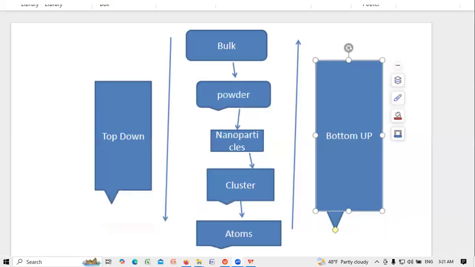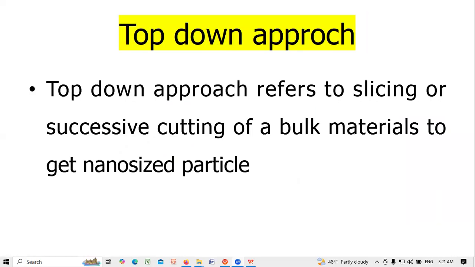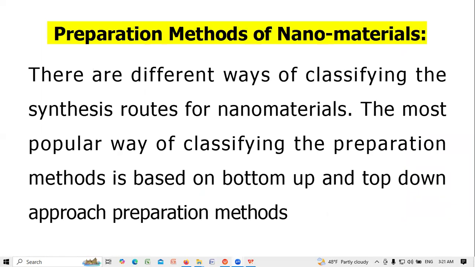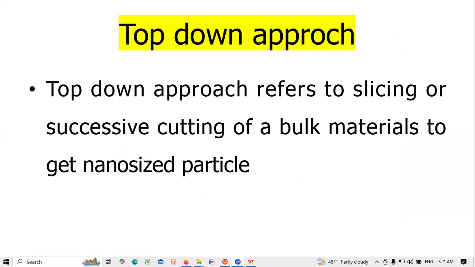It's all about the preparation methods of nanoparticles according to the top-down approach and bottom-up approach.